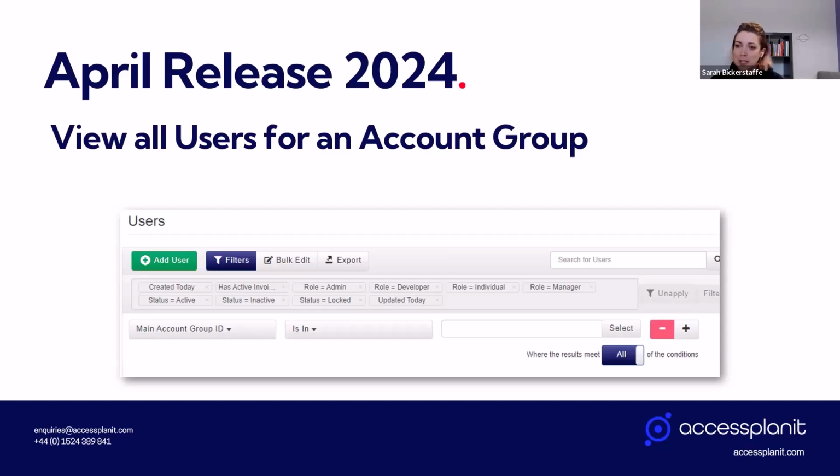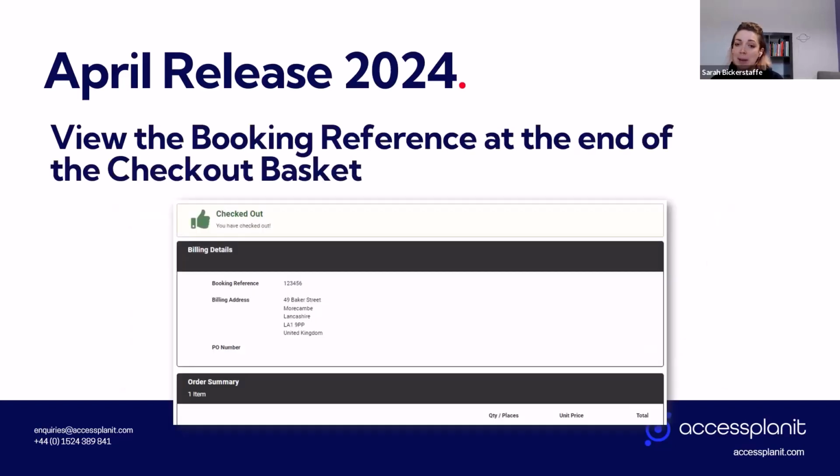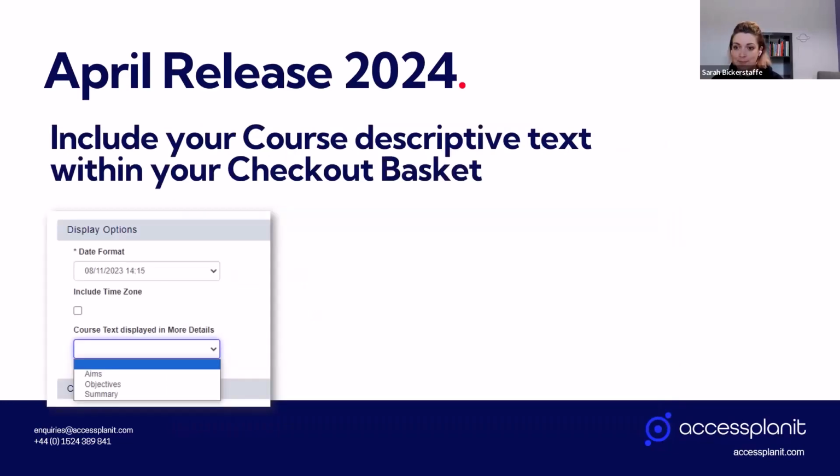Okay. So we're going to whiz through a couple more small features now. Next is being able to view the booking reference at the end of the checkout basket here. So we've now got the booking reference available. Your customers can then keep a record of this and quote that to you if they need to discuss their booking. That makes it easier for you to identify and for them to have a reference if they need to bring that to your attention.